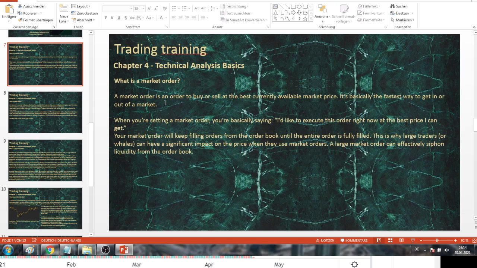However, which price is, low price, high price. Here you can see also it's basically the fastest way to get in or out of the market. It's very important. If you do not do this, then you make your order, then you wait, and you can lose a lot of money.